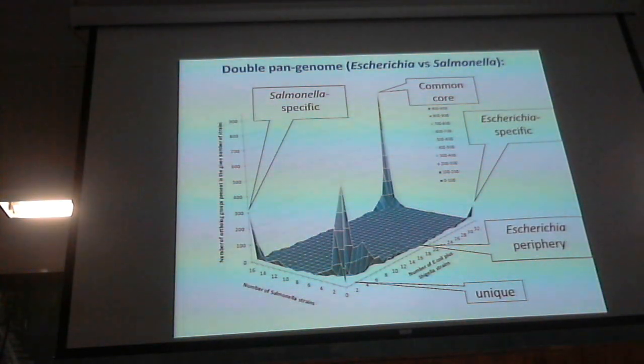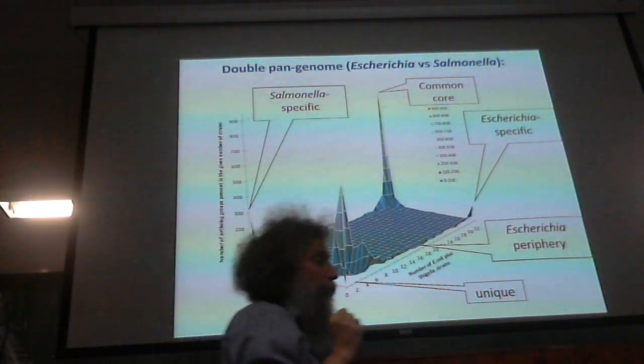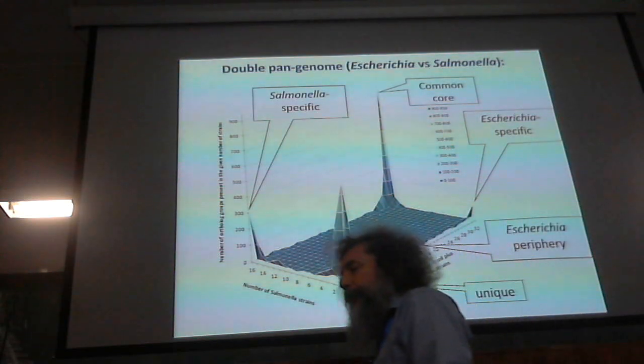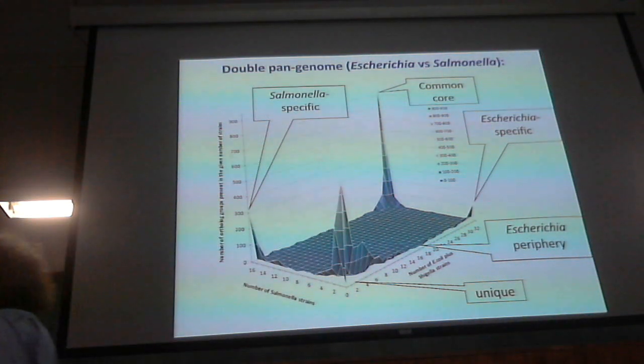For Escherichia and Salmonella, the common core is twice smaller. It's about 1000. So the core is stable when we are working within species, but it very quickly deteriorates when we are comparing, for instance, different genera.